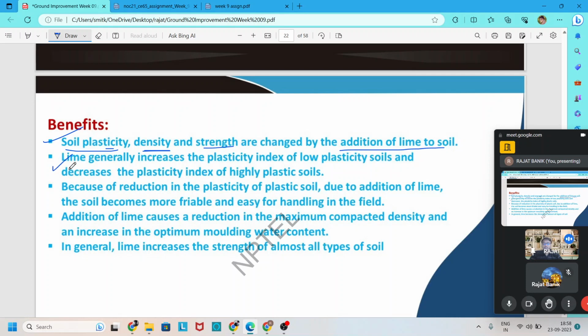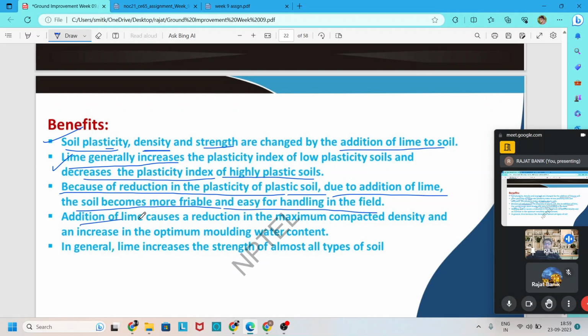Lime generally increases the plasticity index of low plasticity soil and decreases the plasticity index of high plasticity soil. Because of the reduction in the plasticity of plastic soil due to the addition of lime, the soil becomes more friable. Friable means more dry and easy to handle in the field.